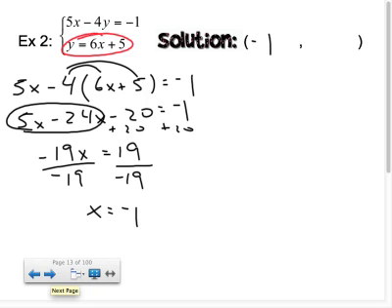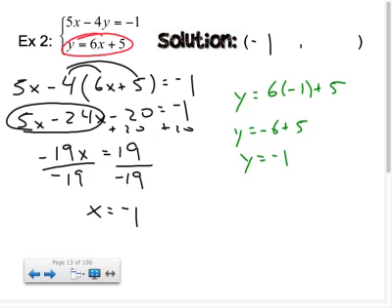Again, I'm going to plug that into my second equation. So y equals 6 times negative 1 plus 5. So y equals negative 6 plus 5, which tells me that y is equal to negative 1 as well. So the point negative 1 comma negative 1 is your solution. Again, you can check your answers all the time. Just plug negative 1 in for x and y in both equations, and it better work out. If it doesn't, then clearly you had a misstep somewhere.